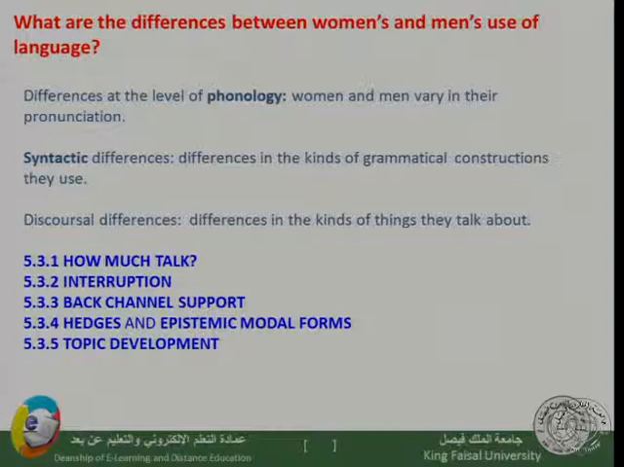We will consider interruption, who interrupts whom, do women interrupt men or men interrupt women. Then we will talk about back channel support, which is the feedback that women give to the person they speak with. Then we talk about the use of hedges and epistemic modal forms, and finally we will close this lecture by considering topic development.